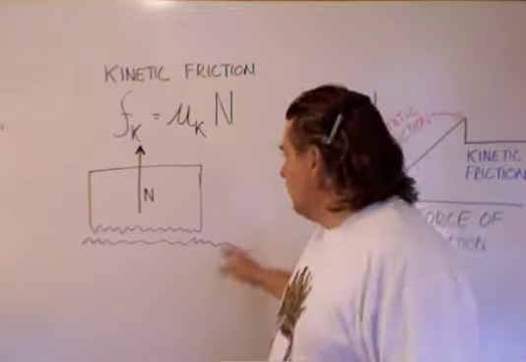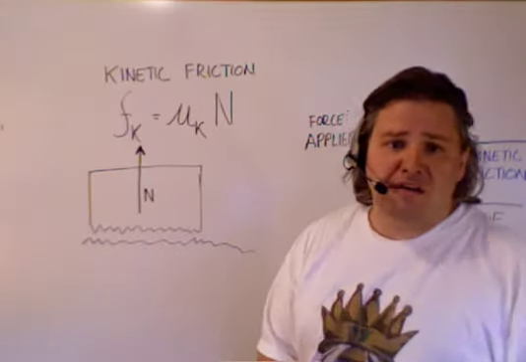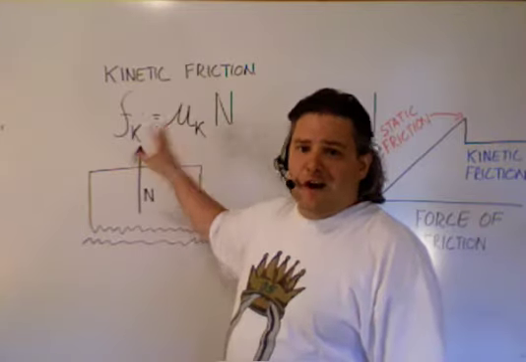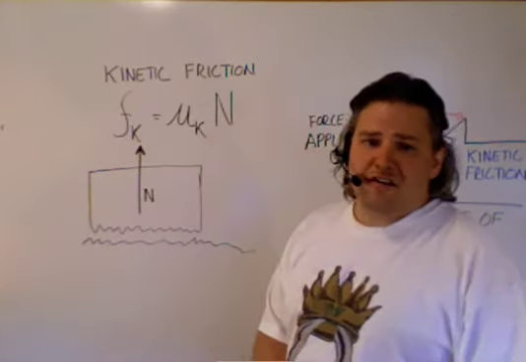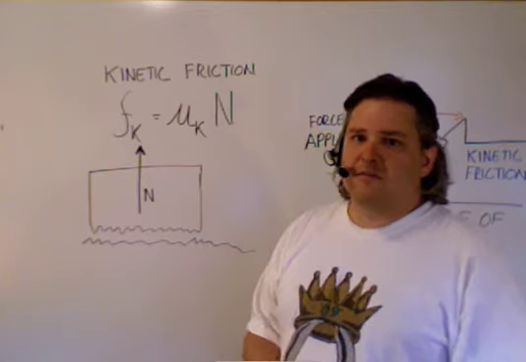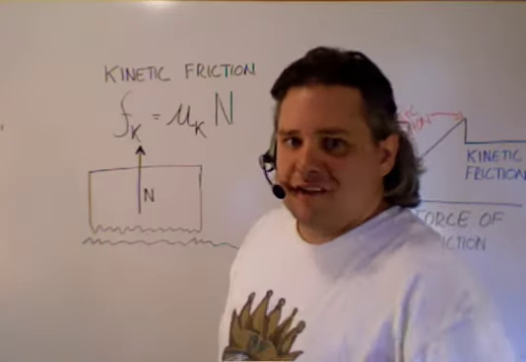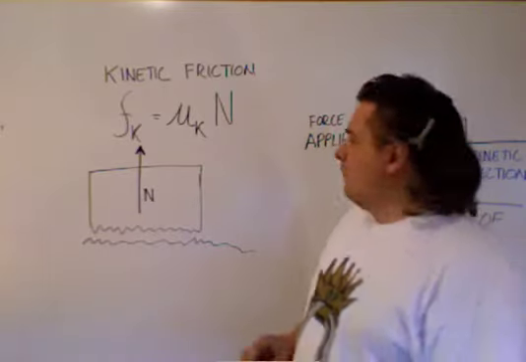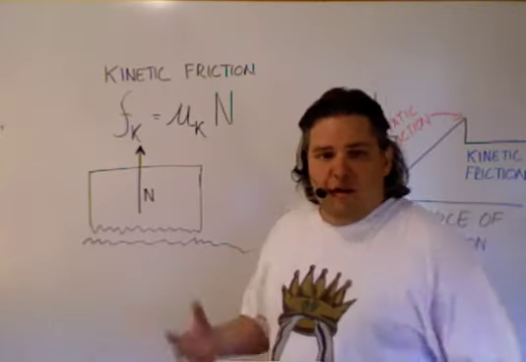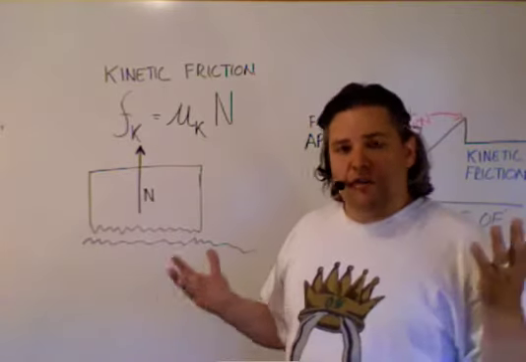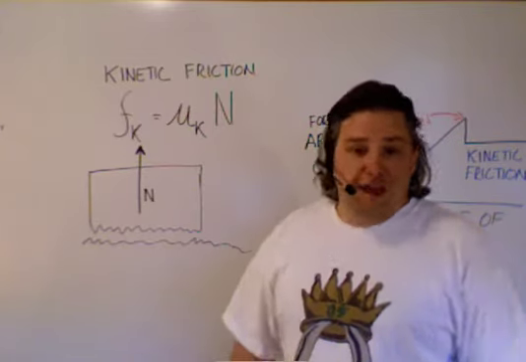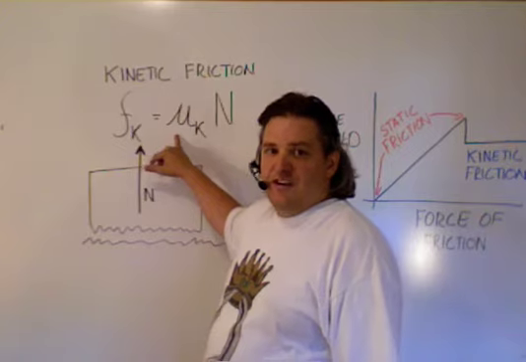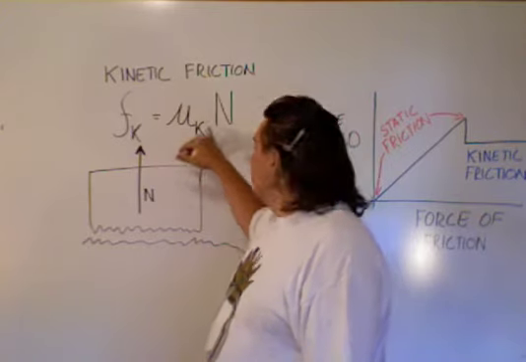As a matter of fact, that's one thing you can always count on in physics: the kinetic friction is always less than the maximum static friction force. I should be careful there. It's not always less than the static friction force, but it is less than the maximum value of the static friction force. The equation is almost identical to static friction: the force of kinetic friction is equal to the coefficient of kinetic friction times the normal force.